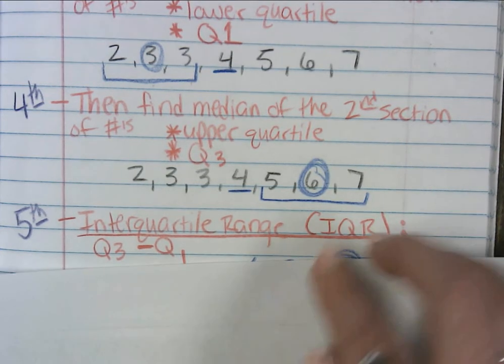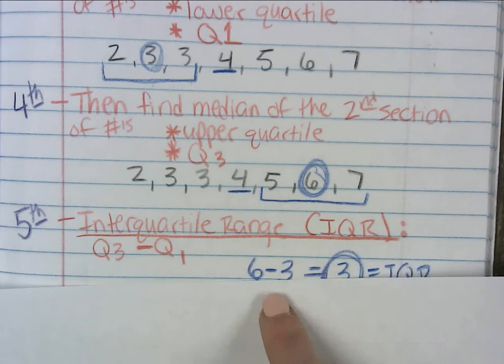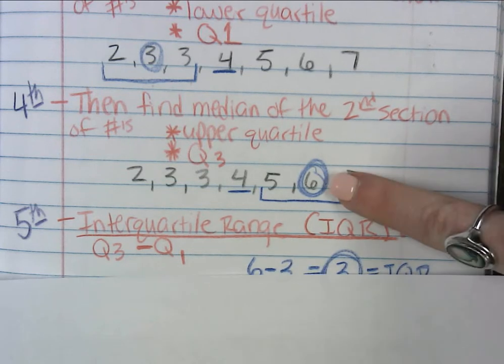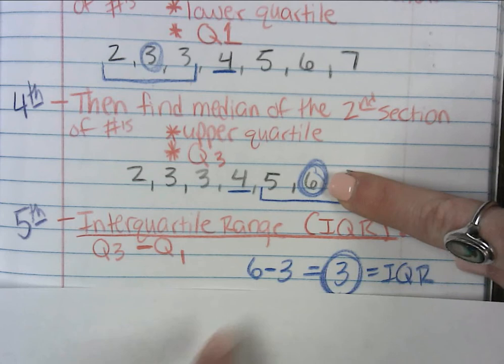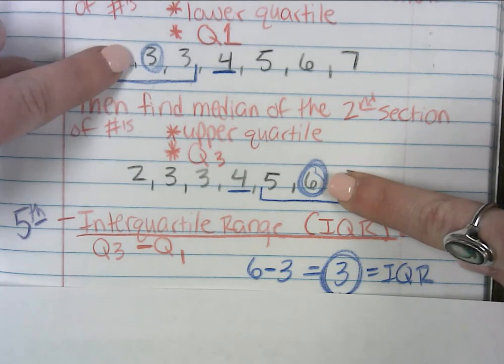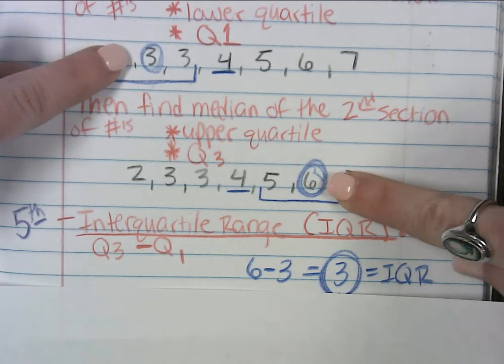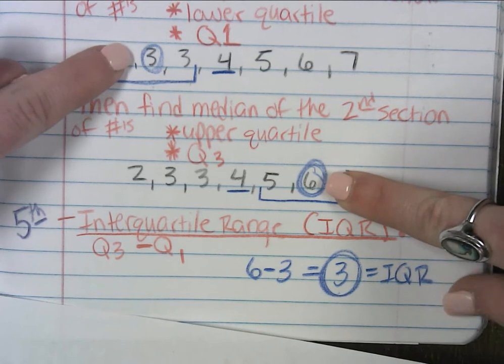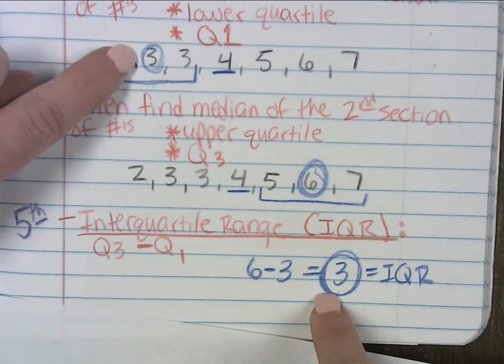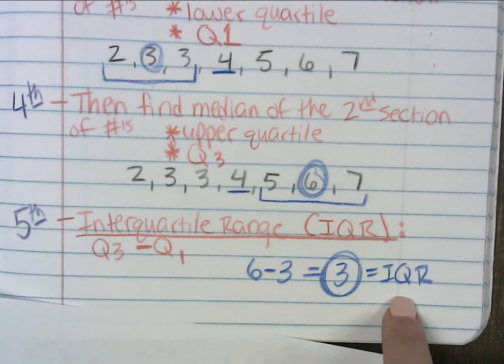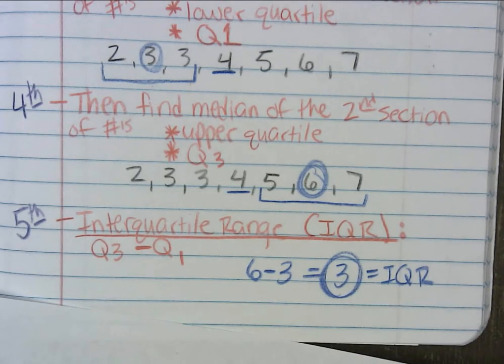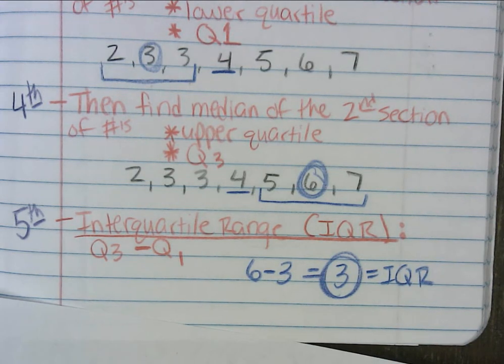Bigger numbers minus your smallest numbers. So up here at the top, we said that Q3 was 6 and Q1 was 3. So we're going to subtract that. And we know 6 minus 3 gives us 3. So our IQR, our interquartile range, is 3. I know that's a lot of stuff, but the more you do it, the easier it gets. Really, you're just finding the medians and splitting your data set into different quartiles or into different sections.